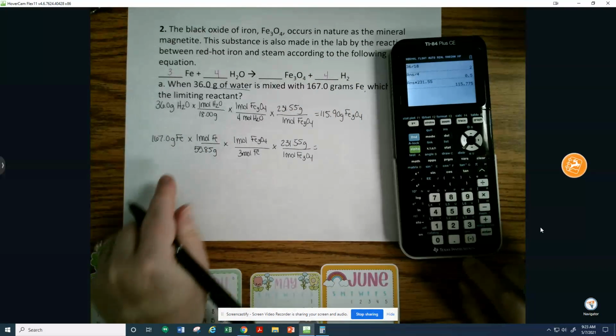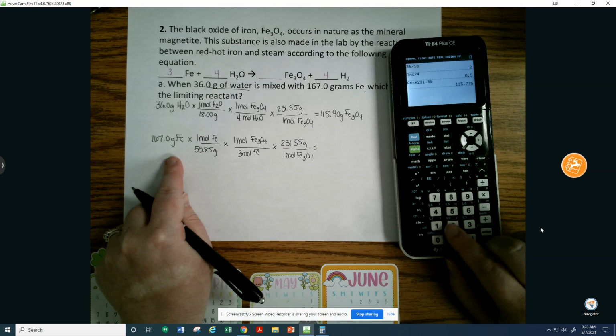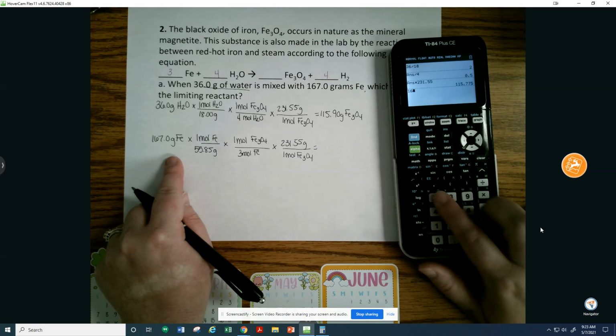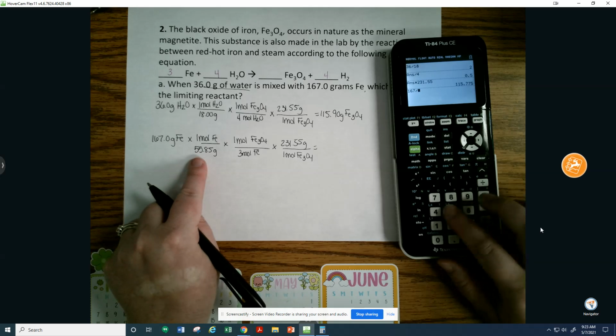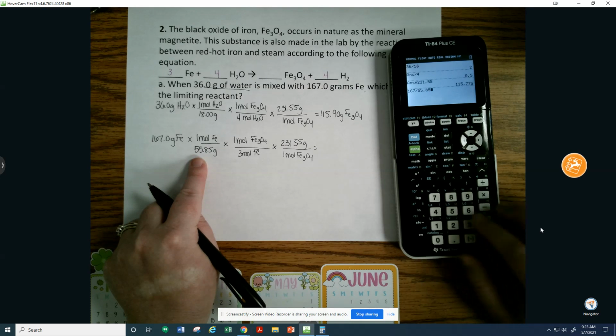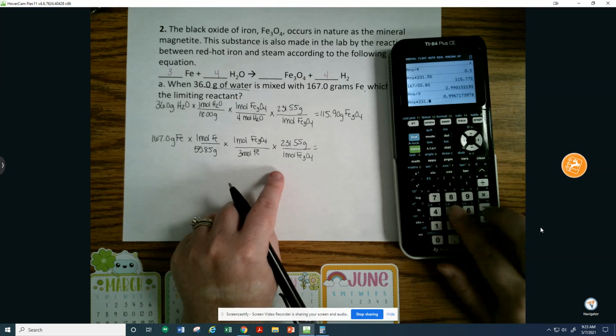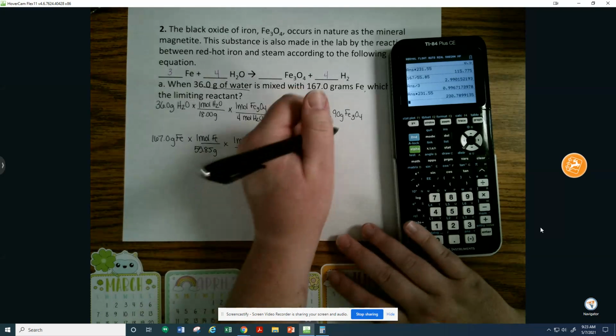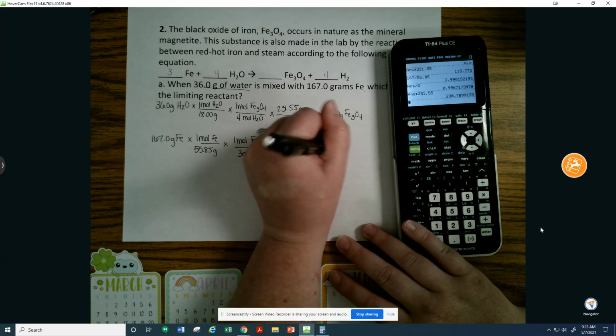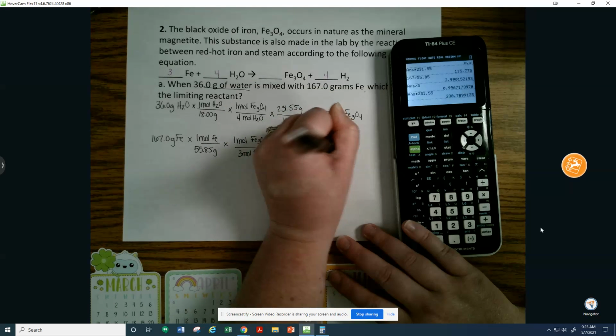Now let's see how much the iron can make. So we take our 167, divide that by our 55.85, divide that by 3, times that out by 231.55, and we get an answer of 230.5, or let's see, 230.79 it looks like.